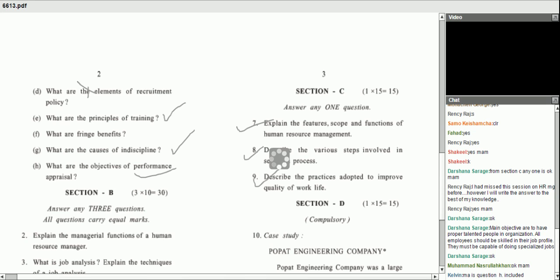You were asking something? Yes. Yes, you have to solve that too. Objectives of performance appraisal. Yes, that is there. Very much there.